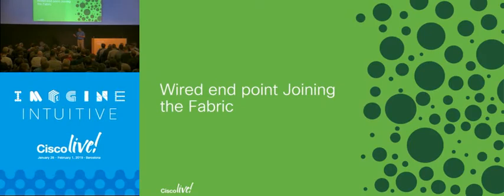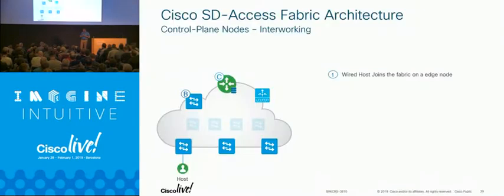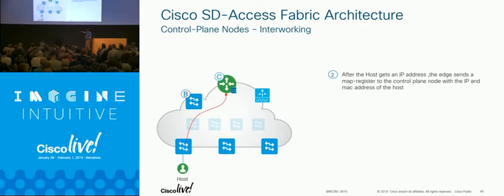So let's first look at how a wired endpoint would join the fabric. Right? So let's say a host 1 comes up in the fabric, it connects to an edge node, it gets a DHCP address from the DHCP server. It is going to send the request to the control plane node with its own IP address and MAC address, meaning the control plane node will register the host IP address and MAC address in its database table.